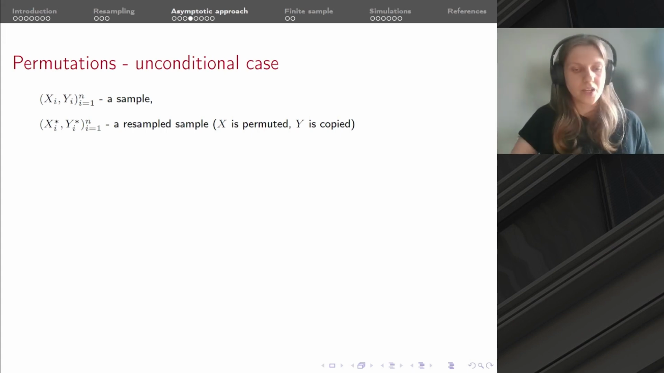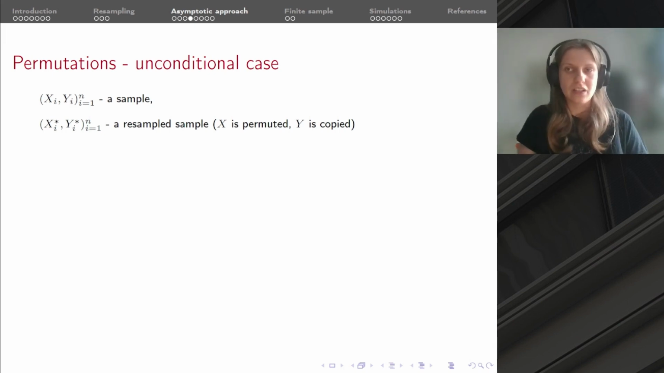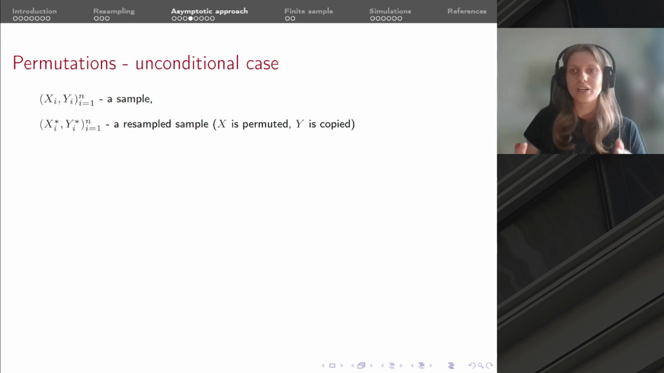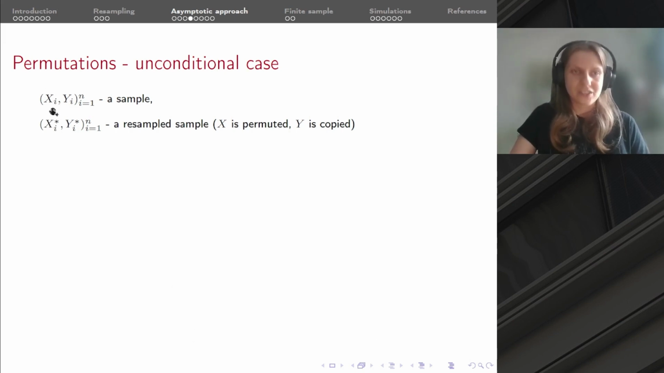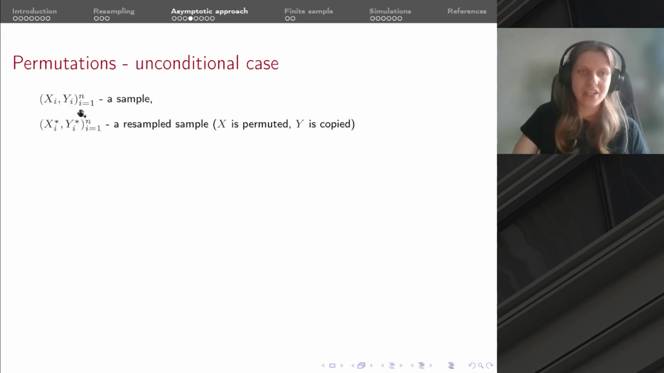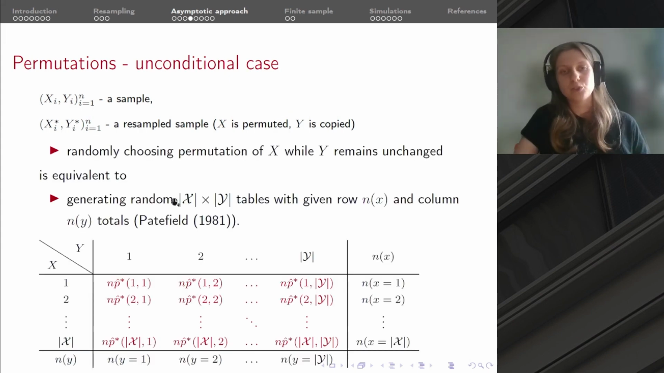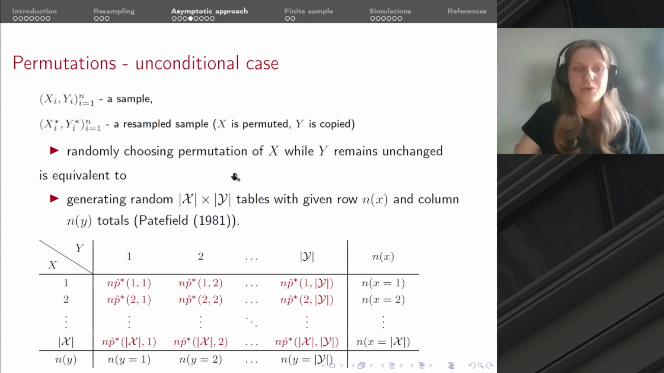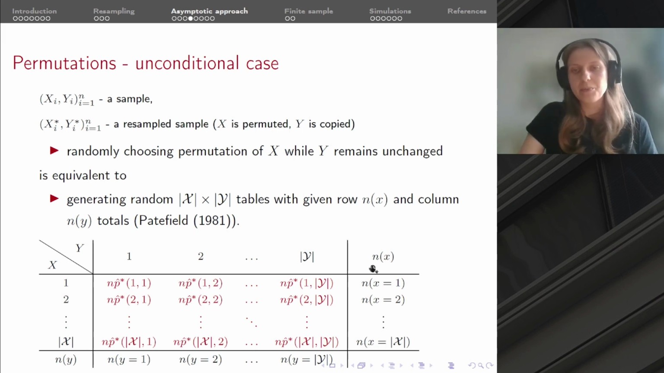Let's focus on a simplified case. We don't need that conditioning now. Let's assume that we are in one layer of Z. So Z is constant and we take just X's and Y's. So now we have a sample which is just X's and Y's, and a resampled sample where X is permuted and Y is copied. And in fact, randomly choosing a permutation of X is equivalent to randomly sampling the content of the table while keeping the marginal values fixed.